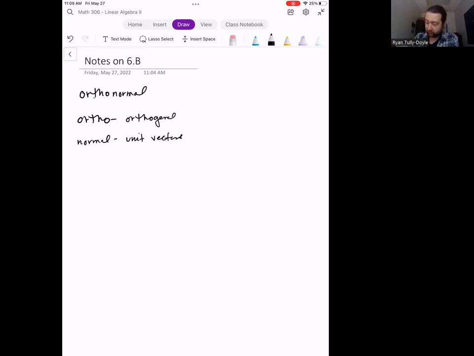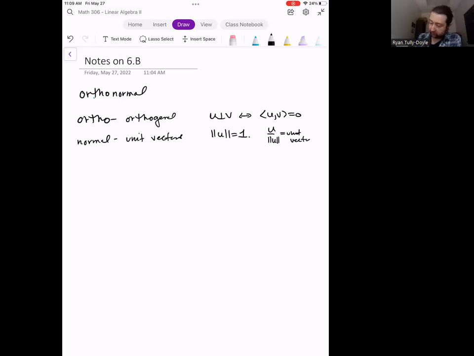So to be orthogonal, we mean U is orthogonal to V if and only if the inner product of U with V is 0. And by normal, what we mean is that the length of U is equal to 1. And in fact, any vector can be made into a normal vector or a unit vector pointing in that same direction by taking U and dividing it by its length. So U divided by the length of U is a unit vector in the same direction as U.